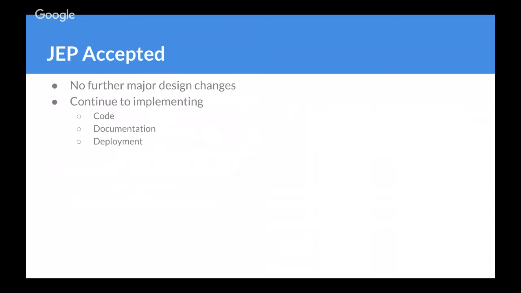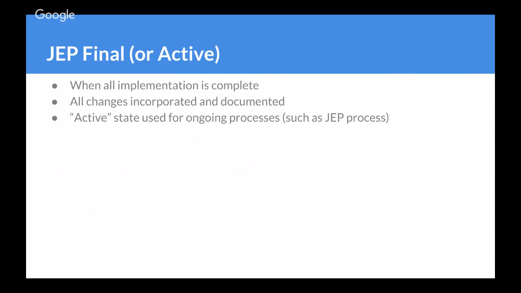And a JEP will remain in accepted state for as long as the implementation continues, as long as it isn't done. And when it's finally done, the sponsor will say, okay, we're done. Please set this to final or active in the case of some JEPs. When all the implementation is complete, all the changes are incorporated and documented, the JEP will become final.